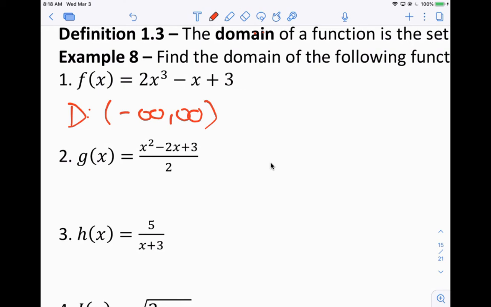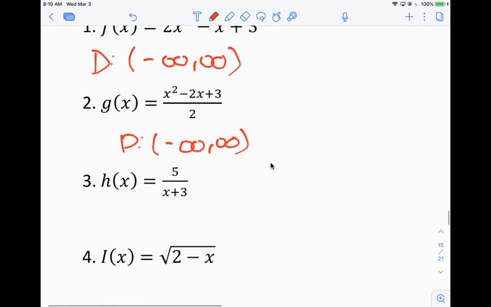This one is x squared minus 2x plus 3. The numerator, totally closed, totally fine, no issues there. But this one's over 2. Ooh, division. Division has a problem. A division, I'm not allowed to divide by 0. Okay, but there's nothing that's going to make a 2 randomly switch to a 0 here. And so this g of x function is also okay. This domain is okay.